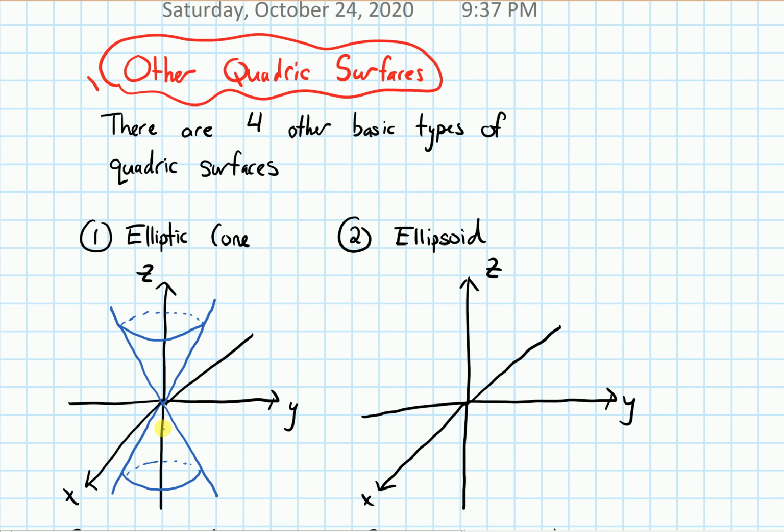And this elliptic cone, I've drawn it sort of being parallel to the z-axis. But it doesn't have to be. It could be parallel to the x-axis or the y-axis. And that just depends on the equation and what we get when we draw our cross sections.